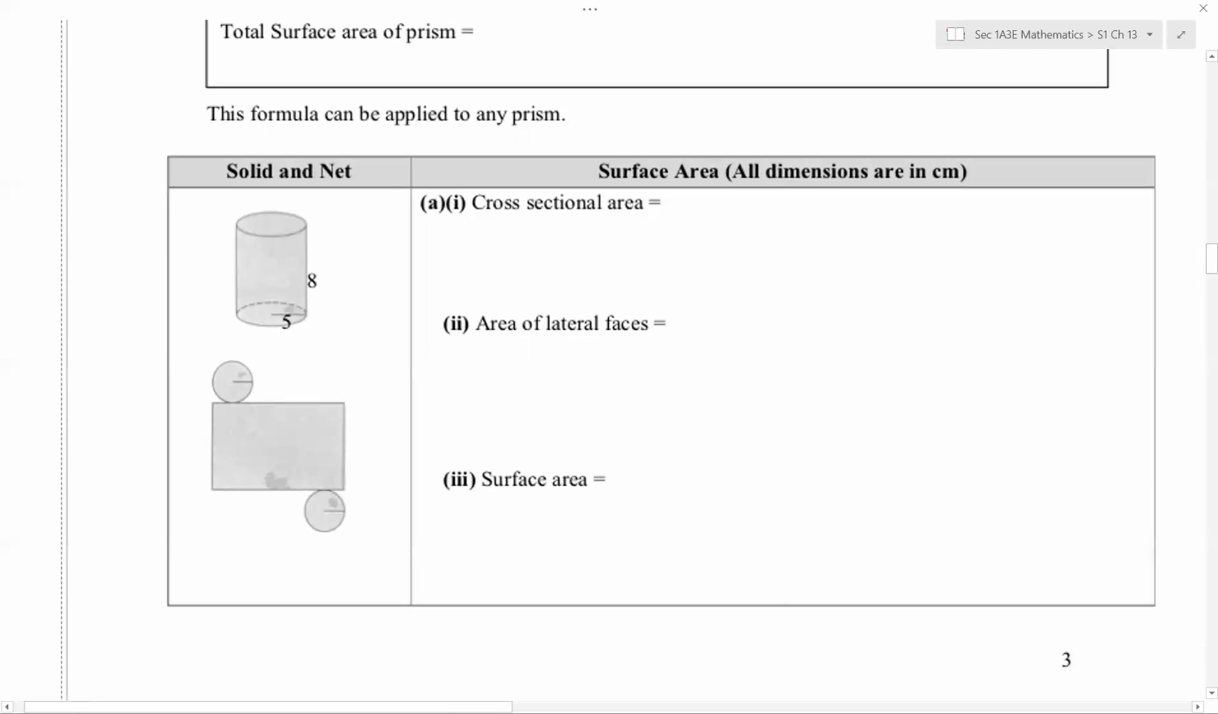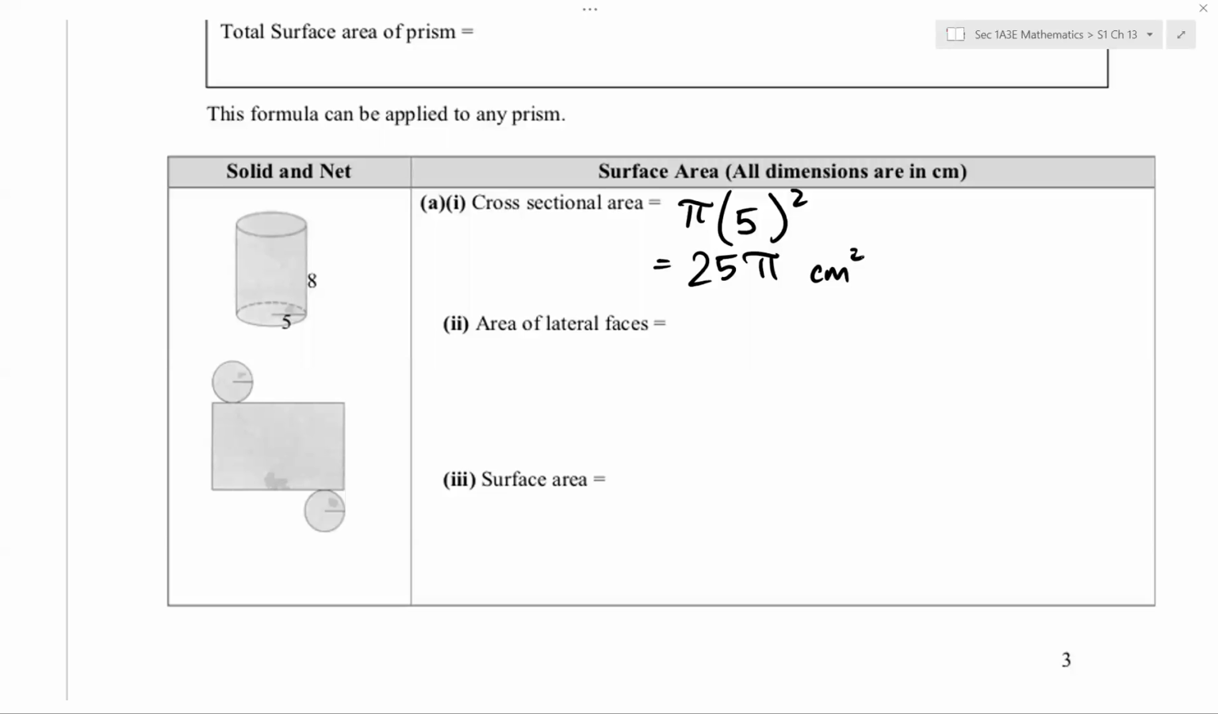Okay, now I'm going to start on one example today. Cross-sectional area of this shape over here is that of a circle. So pi, radius is 5 and you square it. So you get 25 pi square centimeters. So same, like what we have done for volume. Find the cross-sectional area, otherwise known as the base area.